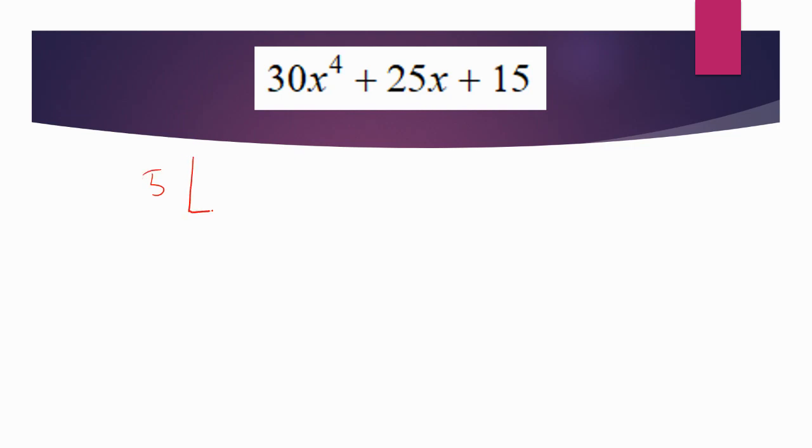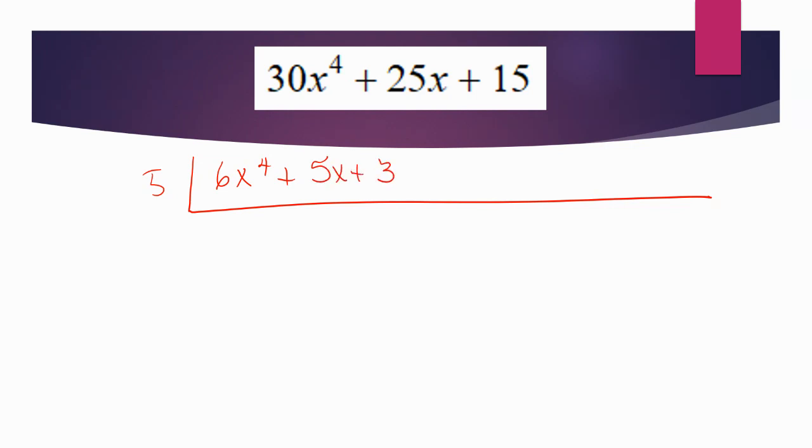So I'm going to pull out a 5. 5 times 6 gives me 30. 5 times 5 gives me 25. 5 times 3 gives me 15. So I'm looking at 6, 5, and 3. If I had 3 and 6, I could pull out some more. That 5 messes us up, so we're good. There's nothing that all 3 of them have in common other than 1.